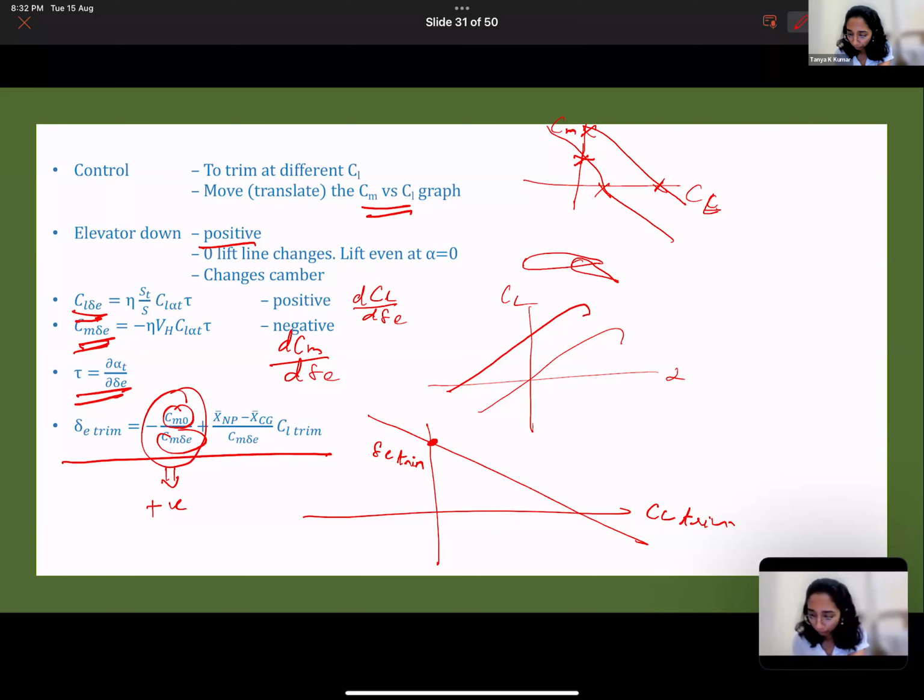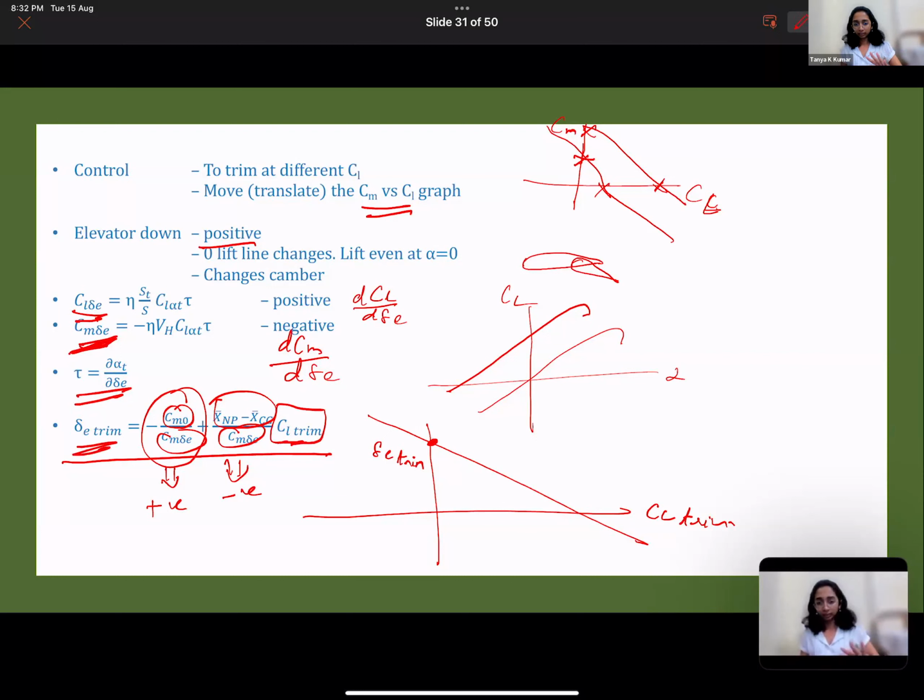Next, you have X bar NP minus X bar CG, which is positive for a statically stable aircraft. And your Cm delta E again from here is negative. So this entire thing is negative, which is why we have a negative slope. So now, where is this equation used? Suppose the pilot wants to trim the aircraft at a particular CL trim. So he'll plug in the value here and it will return how much delta E he has to deflect.